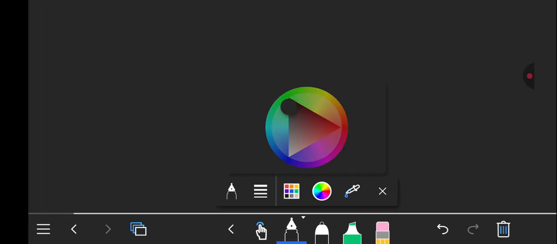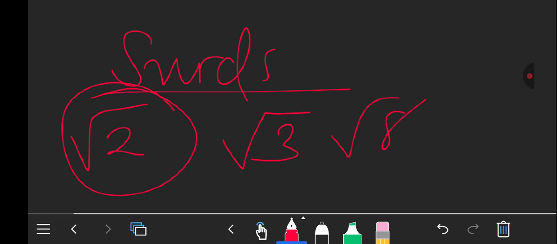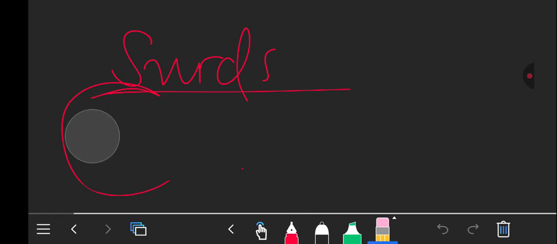Okay, so let's begin looking at Surds. What are Surds? Basically, Surds are numbers or values in the form of square roots. For example, when you have square root of 2, that is a Surd. Square root of 3, square root of 8, all those values. Before we can go any further, let's look at some of the laws we can use.